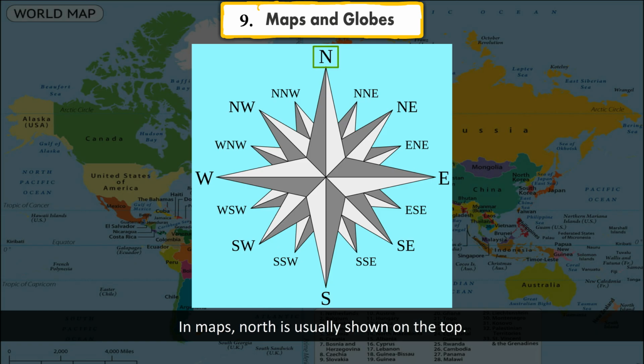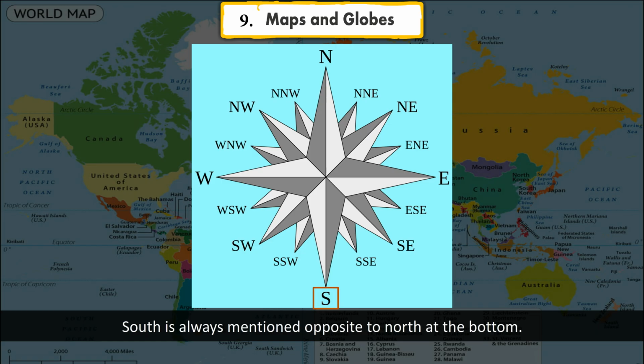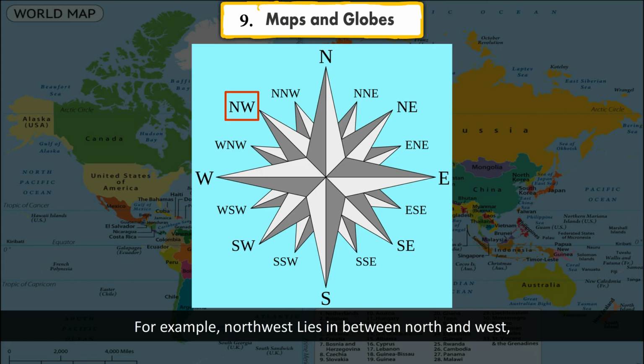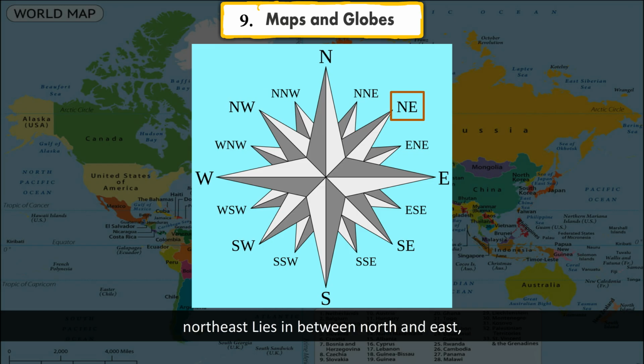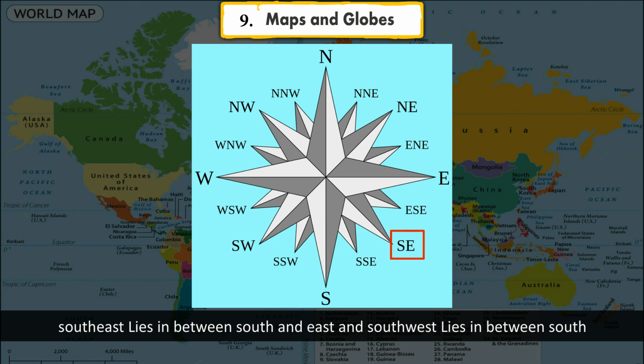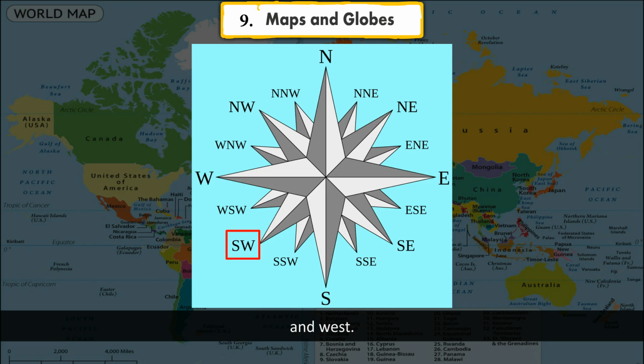In maps, north is usually shown on the top. South is always mentioned opposite to north at the bottom. East lies to the right, whereas the west lies to your left. The sub-directions lie between these directions. For example, northwest lies in between north and west. Northeast lies in between north and east. Southeast lies in between south and east, and southwest lies in between south and west.